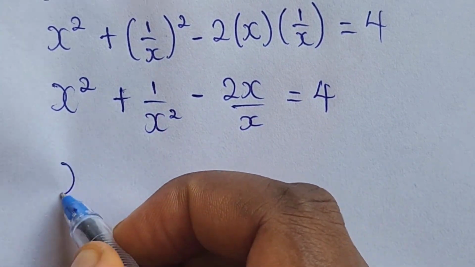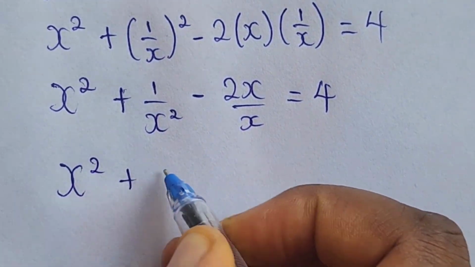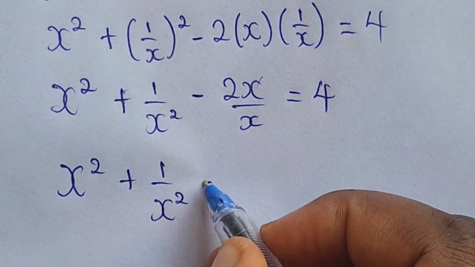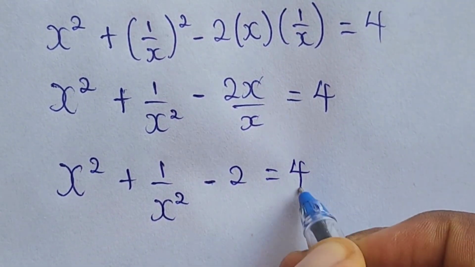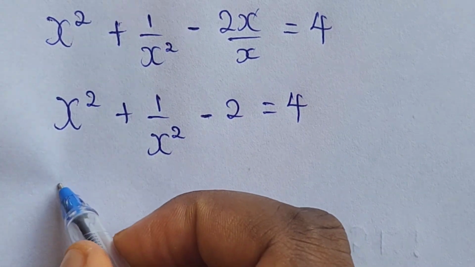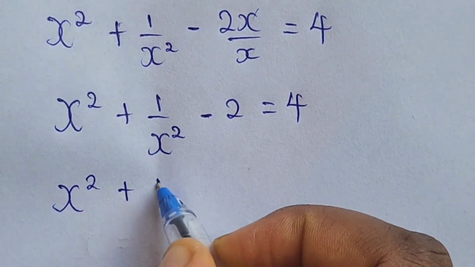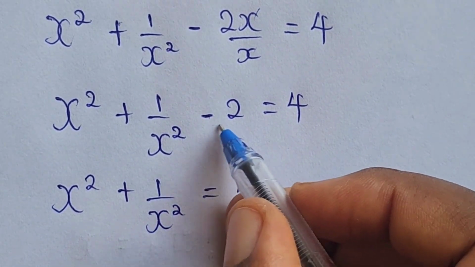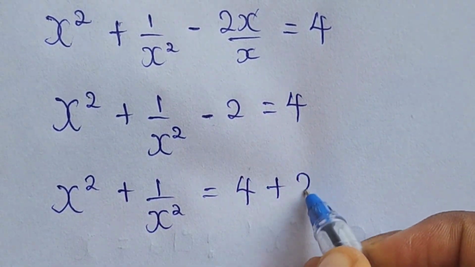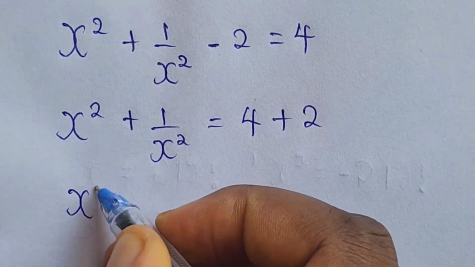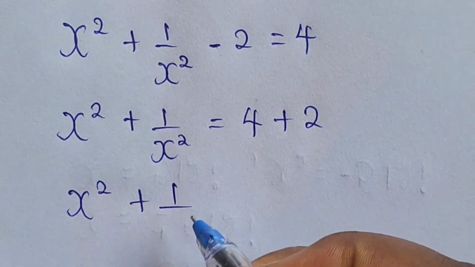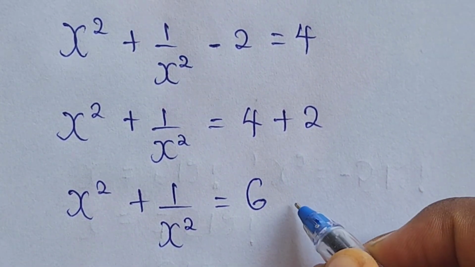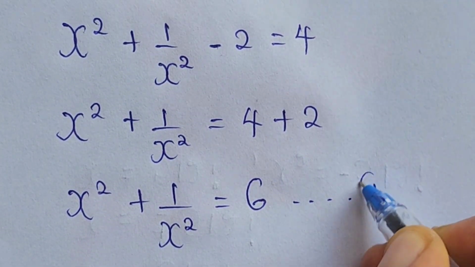So resolving this, we have x squared plus 1 over x squared. This cancels out this, we have minus 2 is equal to 4. So we have x squared plus 1 over x squared to be equal to 4. Our negative crossing over becomes plus 2. So our x squared plus 1 over x squared is equal to 6. So let's name this equation 1.